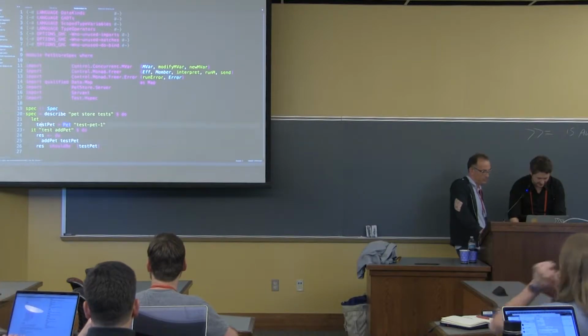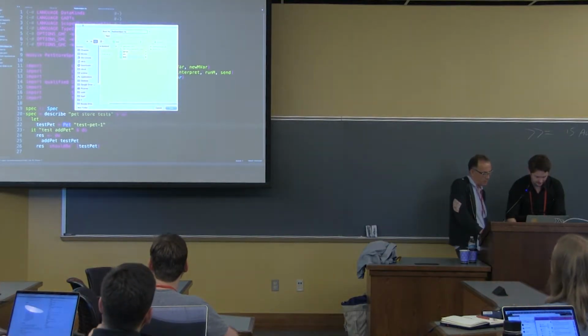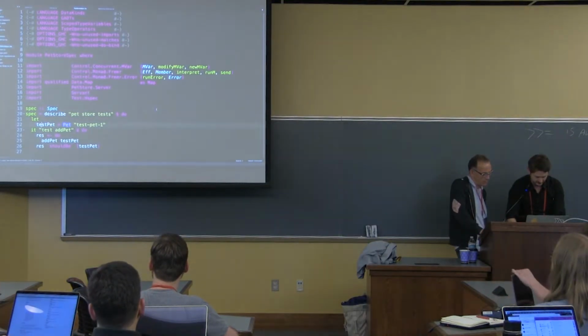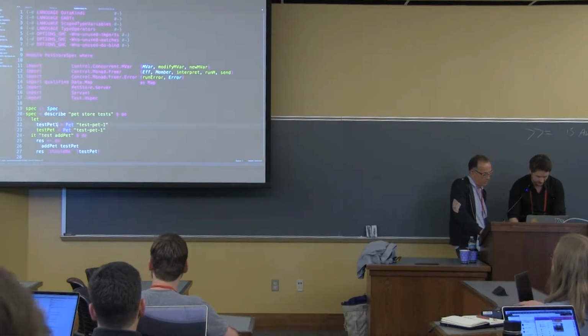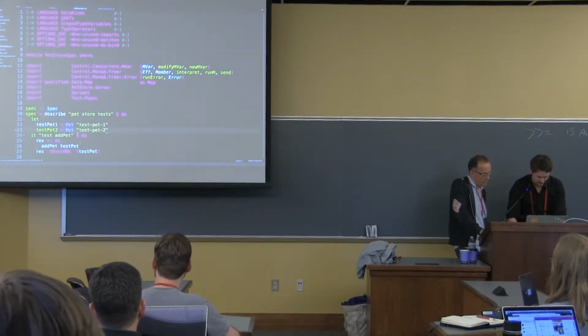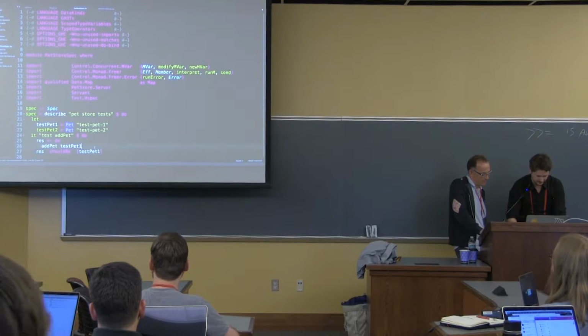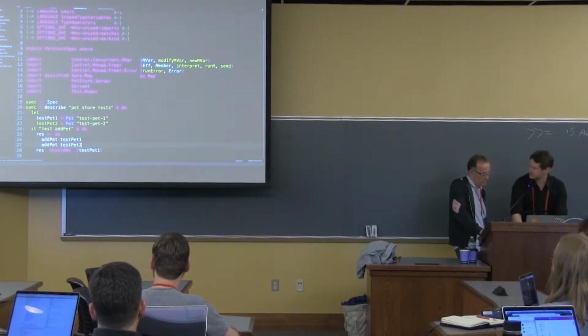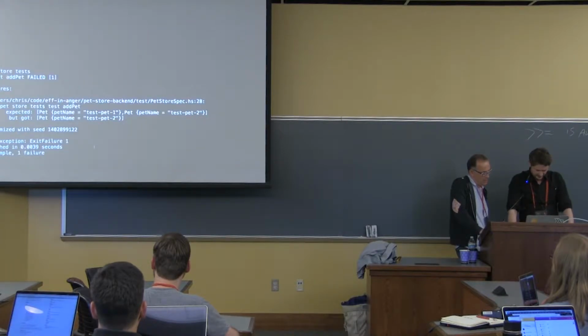So let's add another pet. We have test pet 1 and test pet 2, and we add test pet 1, and then we add test pet 2 as well. And then obviously the result should be test pet 1 and test pet 2. Okay, let's see. Yeah, that apparently forgot test pet 1. So let's make that work.